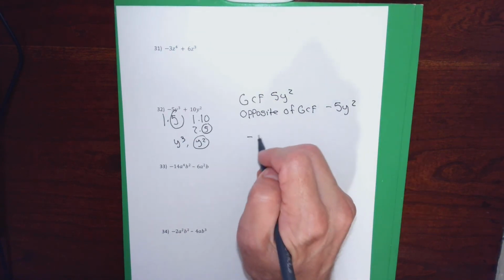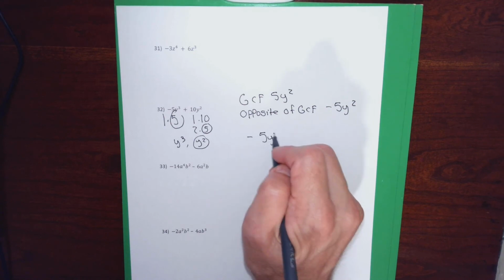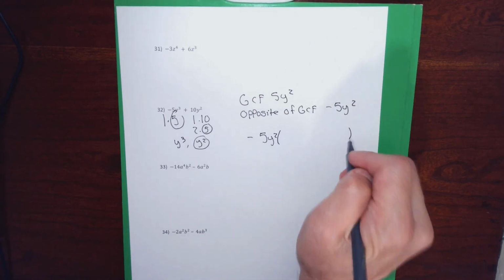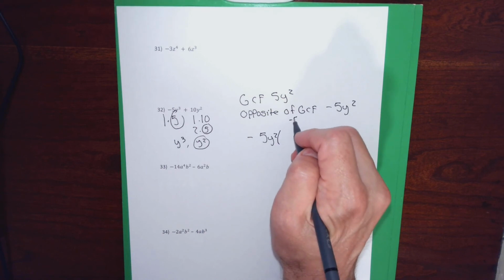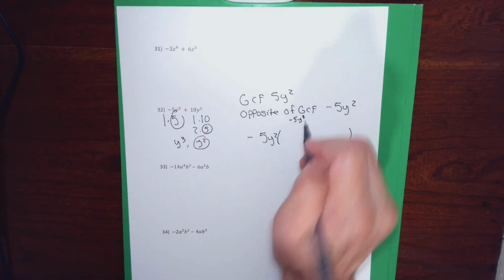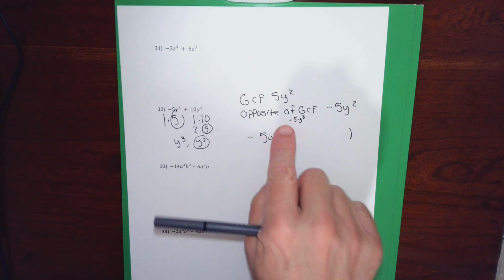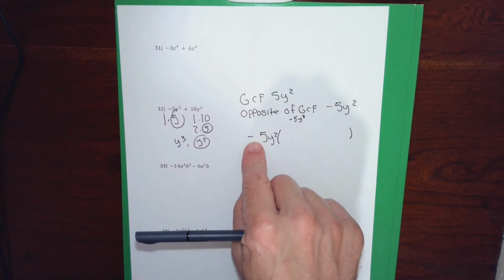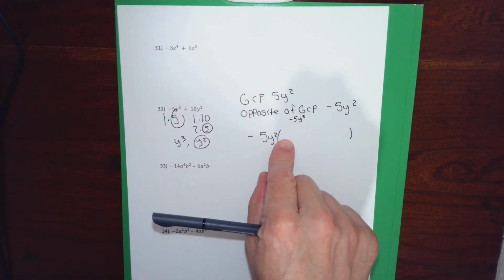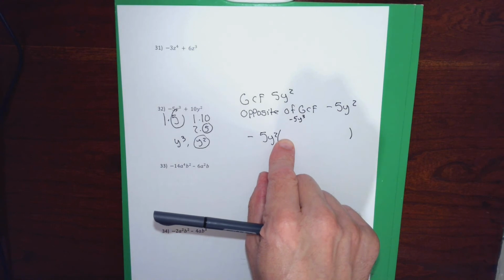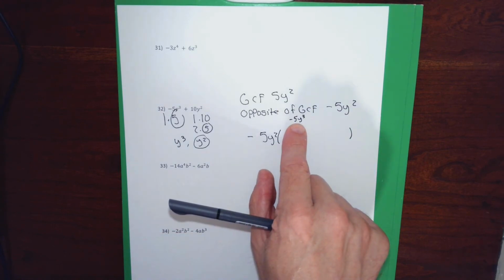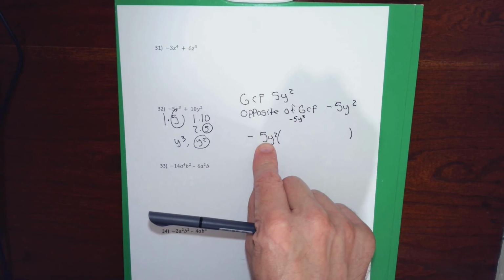So I'm going to put negative 5y squared in front of a parentheses, and then I'll figure out what to put inside the parentheses. First term was negative. I factored out a negative, so the first term in my parentheses needs to be positive. The 5, that's the coefficient. I'll divide by the 5 that I factored out and get a 1. Don't need to write the 1 if there's more to write.